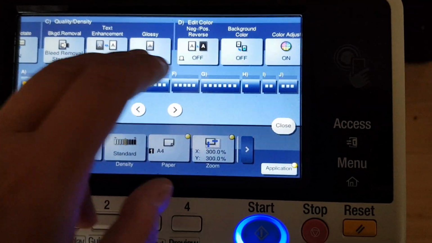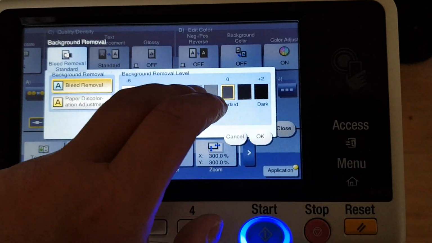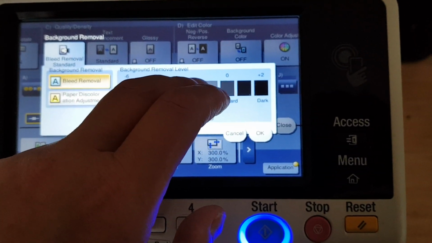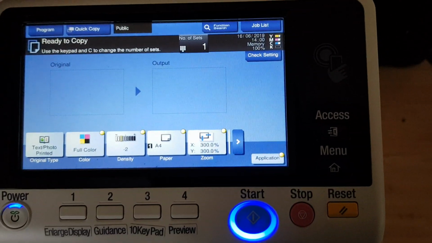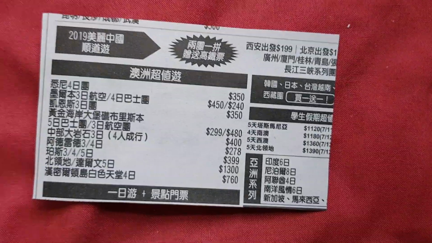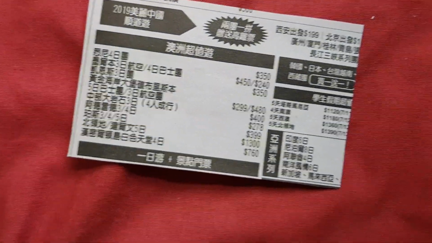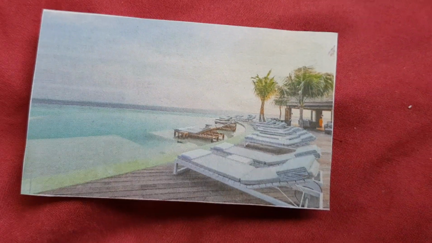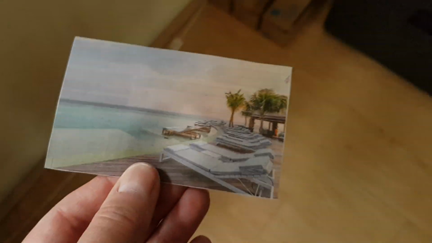Right, we're going to use the background removal being a paper, being something printed on a paper. I'm not sure what sort of paper it was. I think it's a picture of the Maldives, and it's a Chinese paper of some descript, and this is what we're photocopying, a picture from the Maldives.